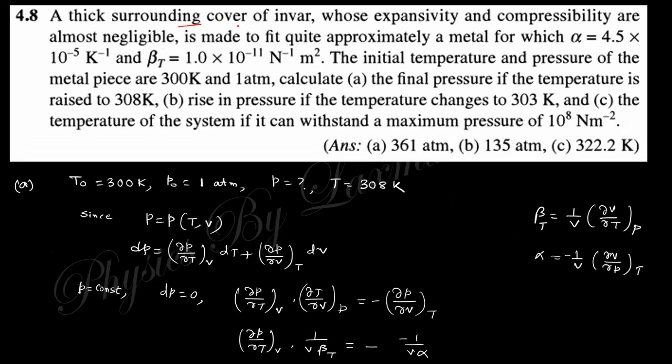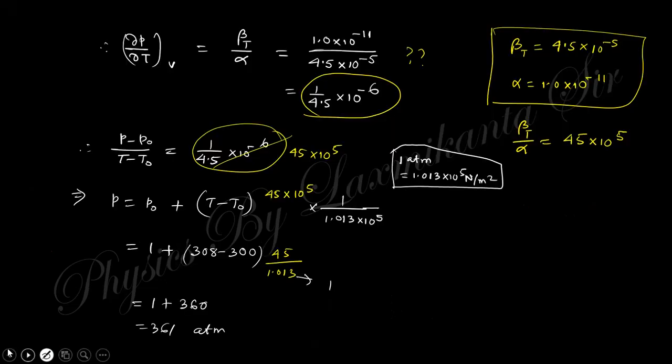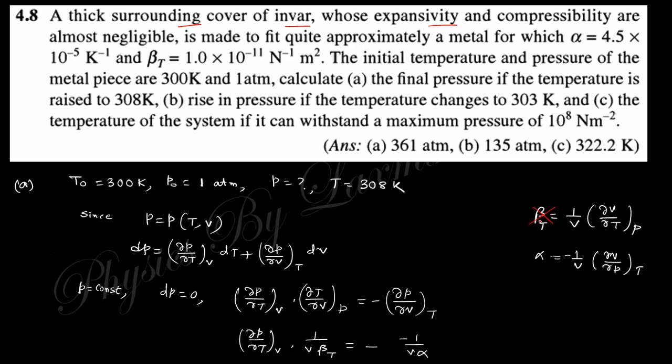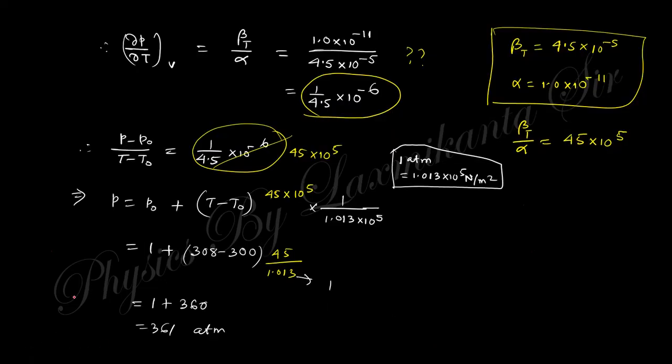A thick surrounding cover of invar, whose expansibility and compressibility are almost negligible. Very approximately, alpha equals like that and beta equals like that. Here the alpha and beta are actually taken in the opposite way. So this is alpha and this is beta. The notation is interchanged, no problem. Actually the alpha-beta notation is opposite.